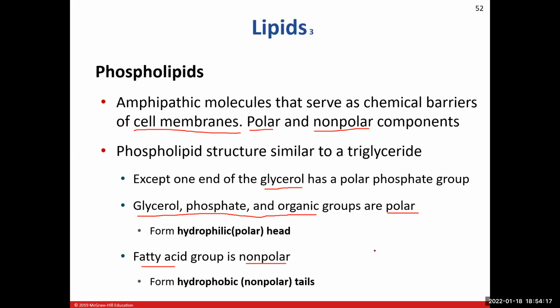And that makes sense because if something's polar, it can dissolve in water. But if it's non-polar, it will not dissolve in water. So if you're polar, you're hydrophilic, water-loving. We can dissolve you into water. But if you are non-polar, you are hydrophobic, water-fearing. You will not dissolve in water.